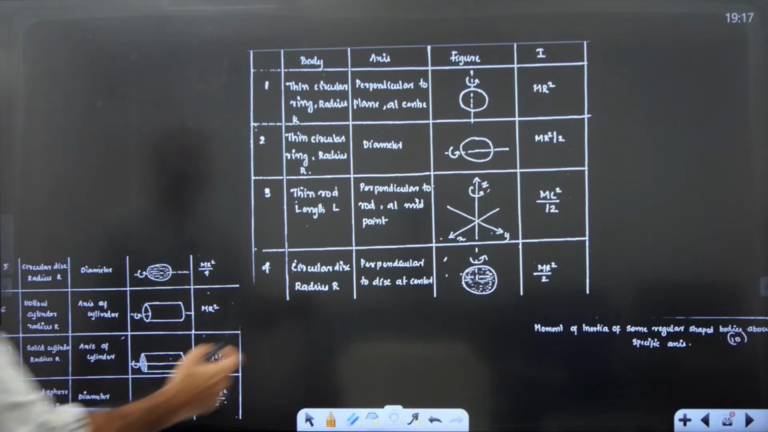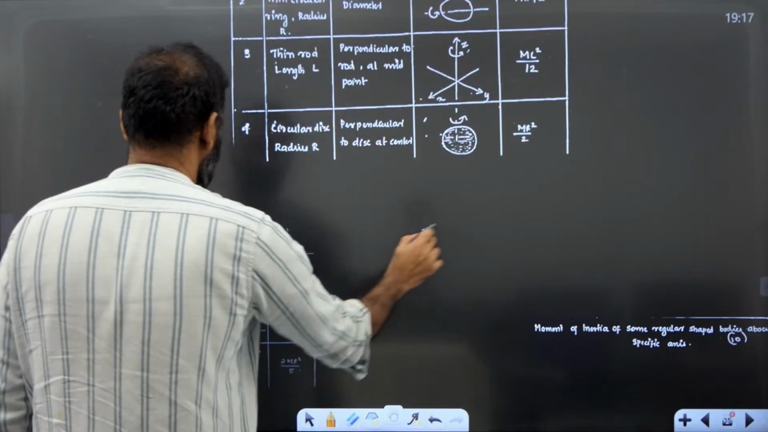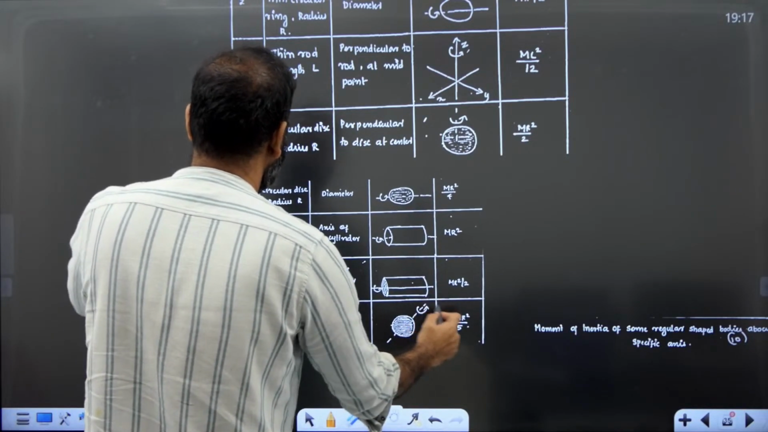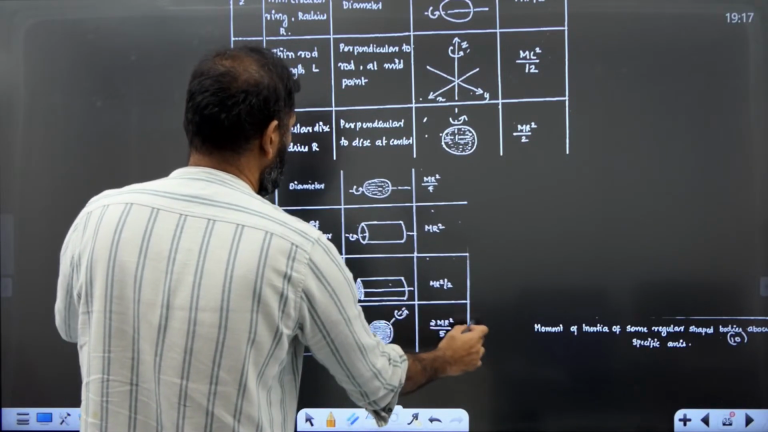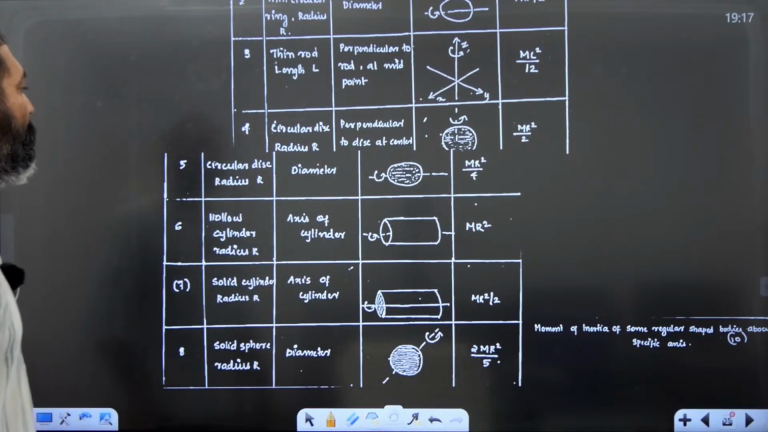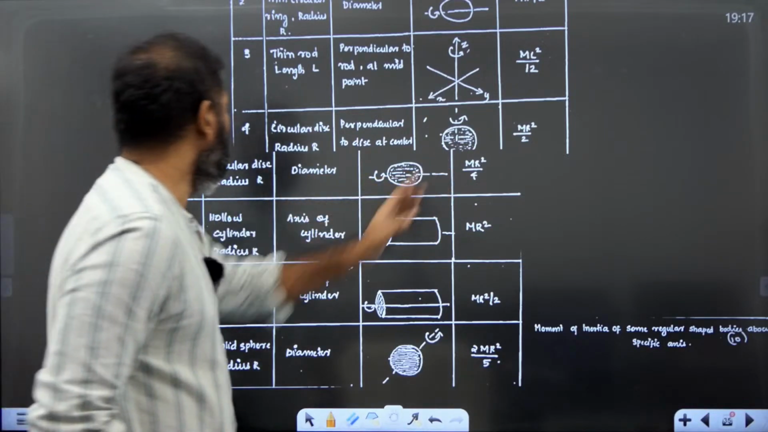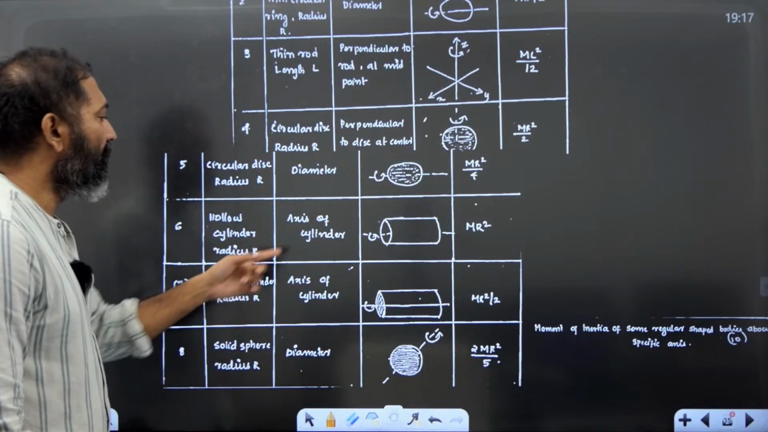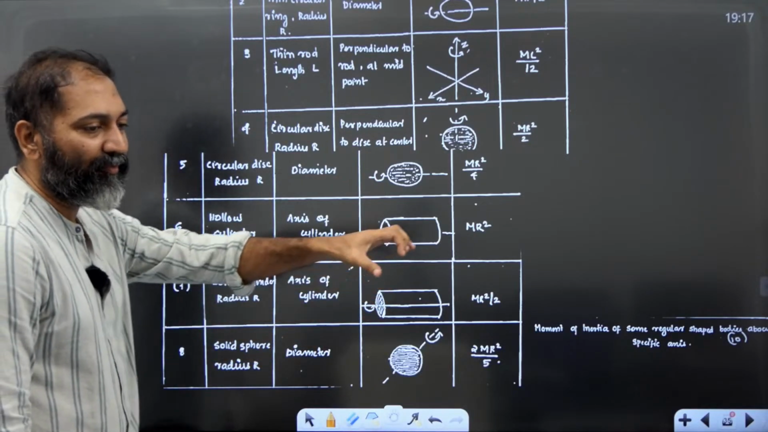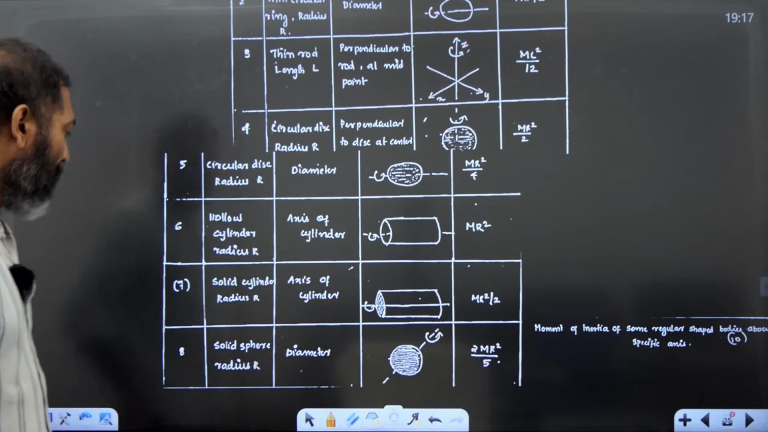I hope all of you are done. Next, this shape, circular disc of radius R, axis along the diameter: MR square by 4. Hollow cylinder, axis along the cylinder: MR square. Solid cylinder, solid means fully occupied, hollow cylinder you know. Then it becomes MR square by 2.